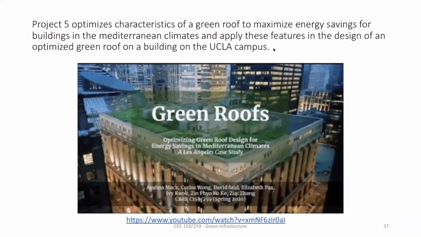Project 5 optimizes characteristics of a green roof. This is more on a green roof to maximize energy saving. Because as you know, in a southern California climate, you're not using it for stormwater. It's mostly for energy saving. So they looked at those aspects of it and then said what features they can have for a building. For instance, for this one they designed it on the Bolter Hall.